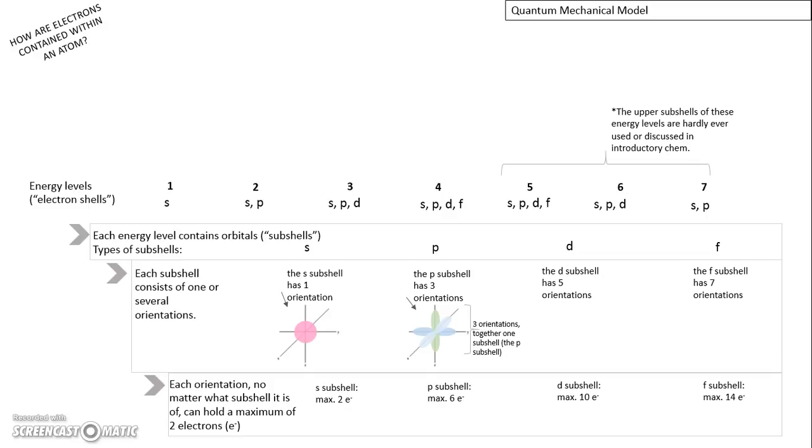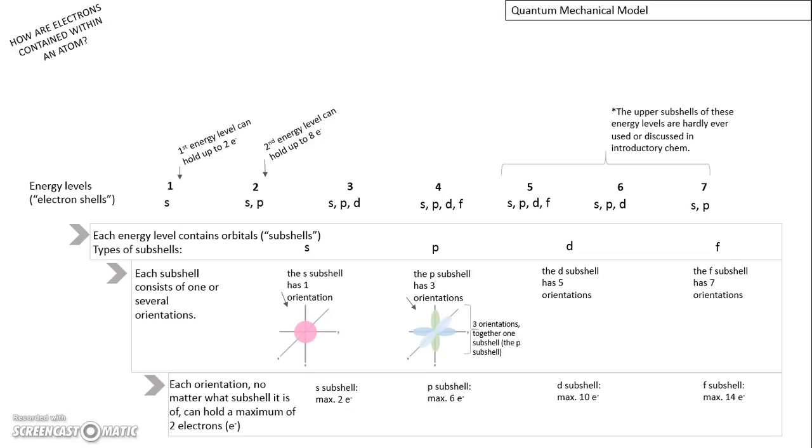So, knowing that each energy level consists of certain subshells, and knowing that each type of subshell can hold a maximum number of electrons, we can figure out the total number of electrons that each energy level can hold. The first energy level has an s subshell. The s subshell has 2 electrons maximum, so the first energy level has 2 electrons maximum. The second energy level has an s subshell, which can hold 2 electrons, and a p subshell, which can hold 6 electrons. 2 plus 6 is 8, so the second energy level can hold a maximum of 8 electrons.